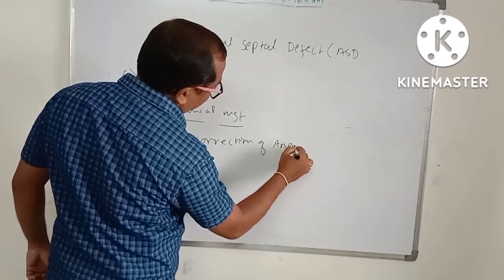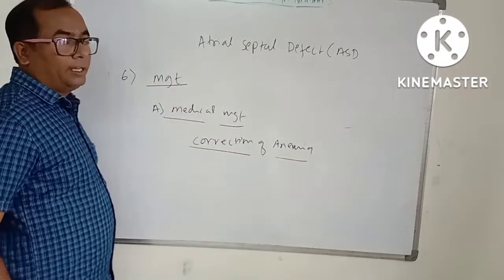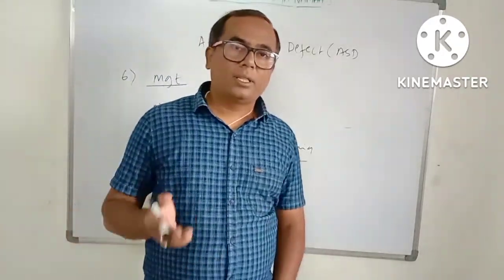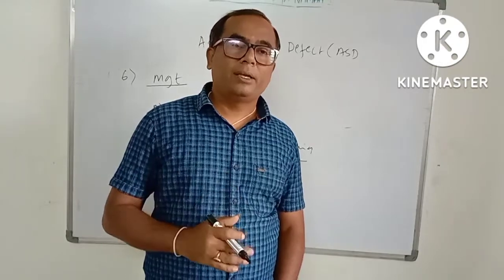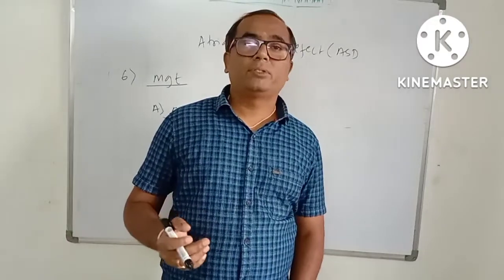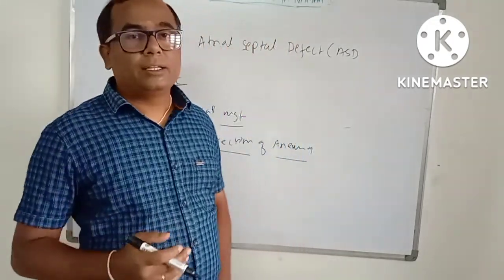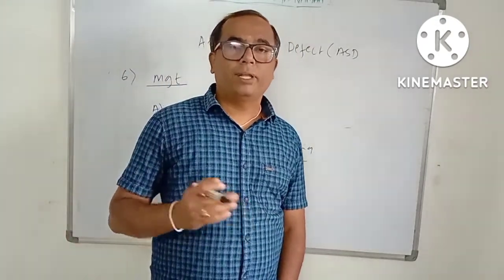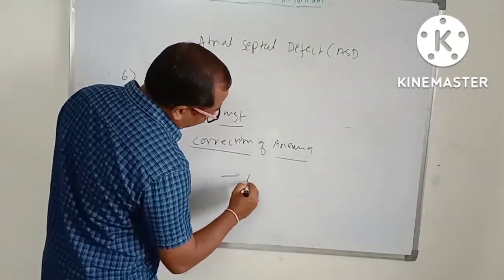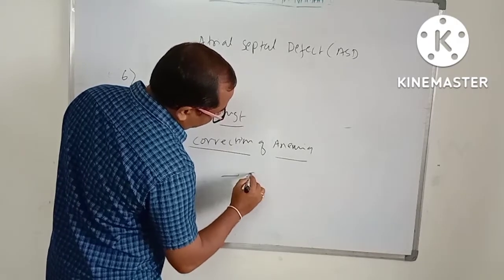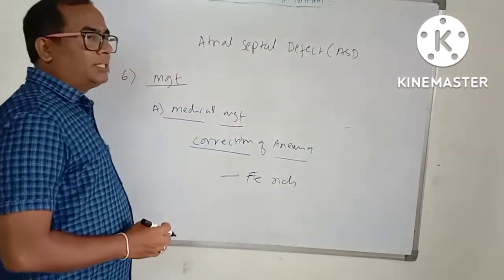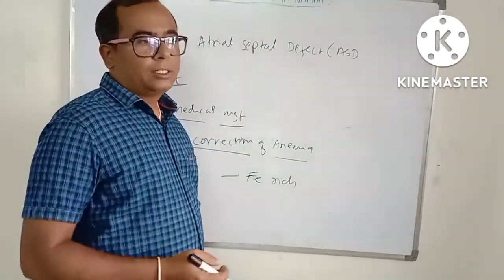Correction of iron deficiency anemia is very important here, because if the child is suffering from iron deficiency anemia along with the atrial septal defect, we need to correct the anemia. If you don't correct the anemia, then the child will easily develop congestive cardiac failure. So it is very important that the anemia should be corrected when it is associated with congenital heart disease. How can we correct it? By supplementation of an iron rich diet to the mother, and to the child when it is able to take its food.